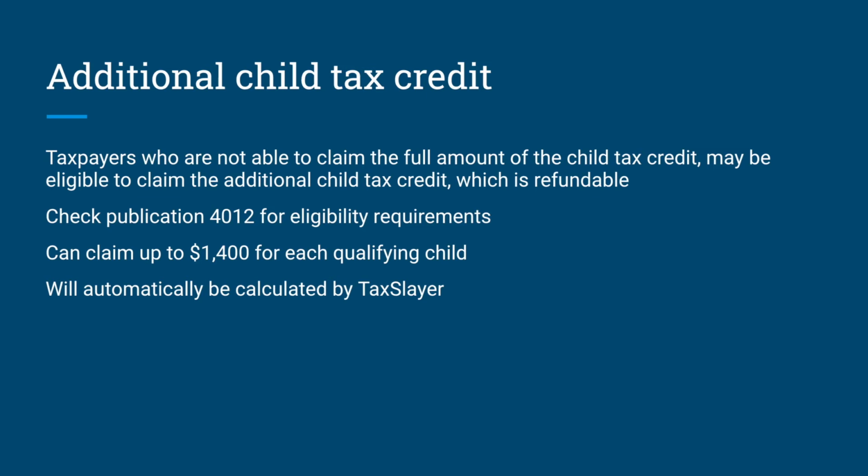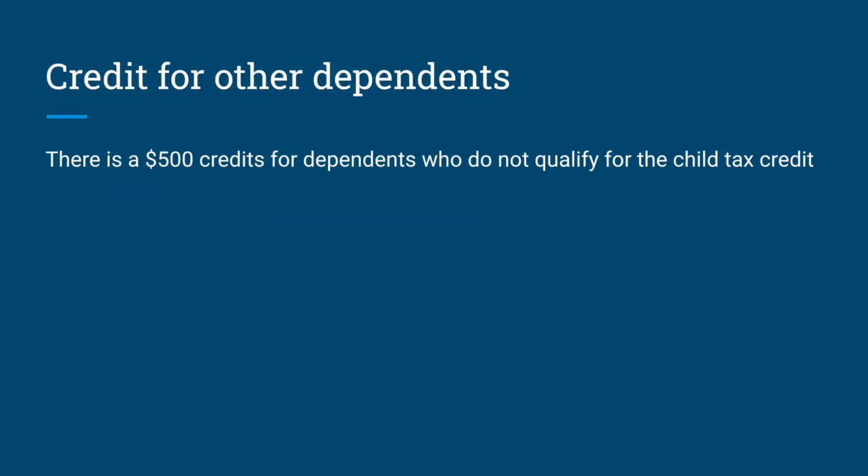as well. And taxpayers who are not able to claim the full amount of the child tax credit may be eligible to claim the additional child tax credit, which is refundable as well. And we don't see this one very much. So again, check publication 4012 for eligibility requirements, and they can claim up to $1,400 for each qualifying child, and it's going to be automatically calculated by TaxSlayer. So again, it's something you don't need to worry a ton about because TaxSlayer is going to do the work for you, which is always awesome.